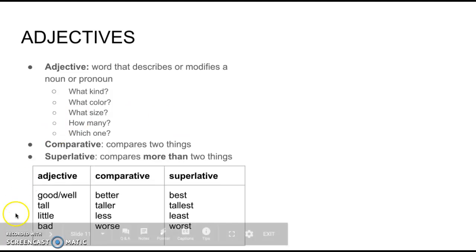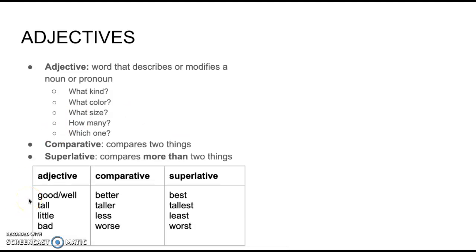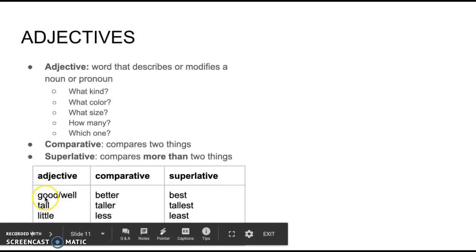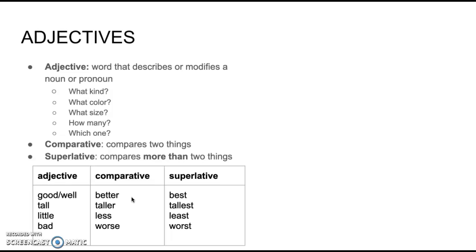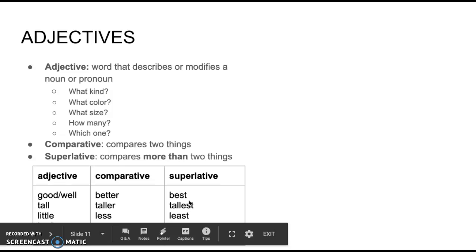For example, in the sentence, Reese's peanut butter cups are good, we could make that comparative by changing it to Reese's peanut butter cups are better than Snickers. We're comparing two different candies. Then we could change it again to Reese's peanut butter cups are the best candy. That compares more than two things.